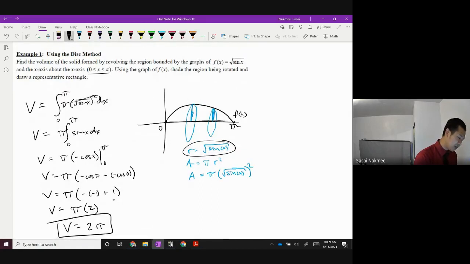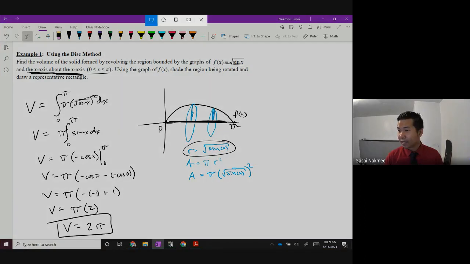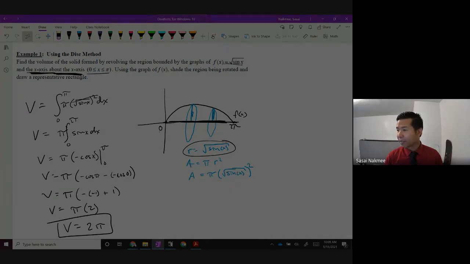It's bounded by this right here and the x-axis, and it's being rotated about the x-axis. So I'm spinning it around this axis right here. What happens if it's being spun around the y-axis instead? Right? What if it's being spun around the y-axis instead? And that's the next example I wanted to show you guys right here.